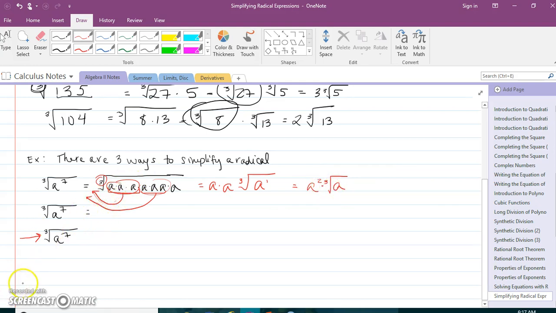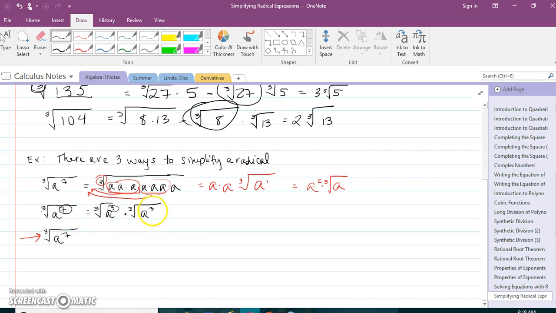Another way to do this is when you think, all right, I have a to the 7th, and the things that escape perfectly are a to the 3rd. So you're going to rewrite this as a to the 3rd. And you're going to think, okay, how many a to the 3rds do I have in a to the 7th? Well, here's a to the 3rd. You have another a to the 3rd hidden in a to the 7th.